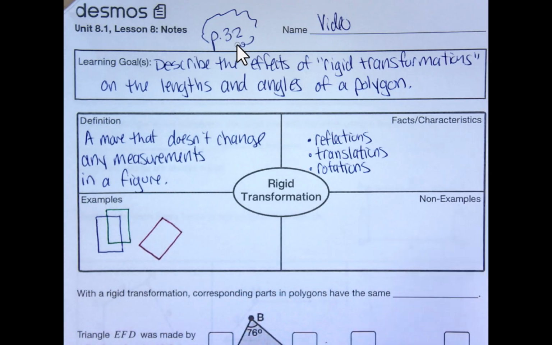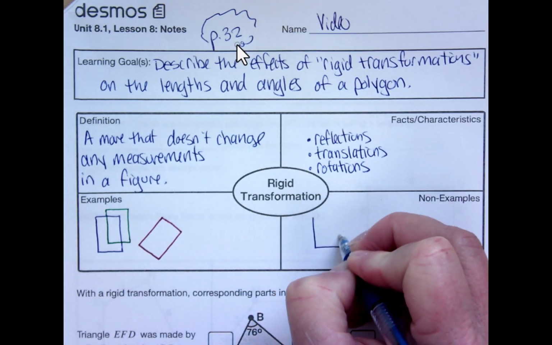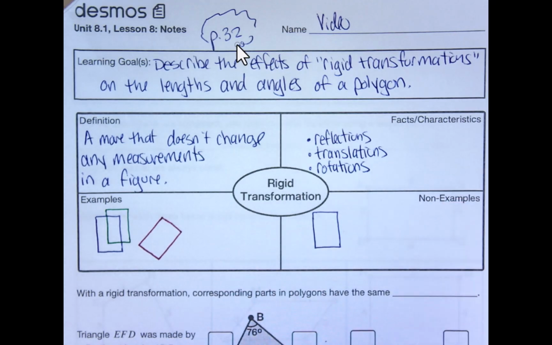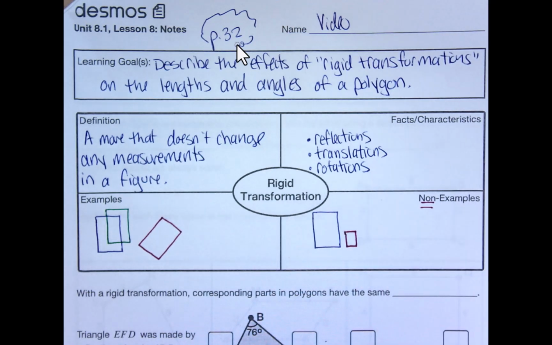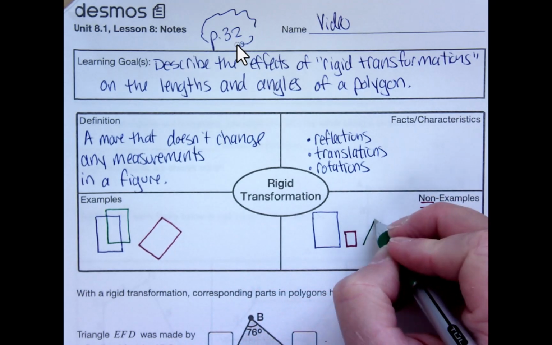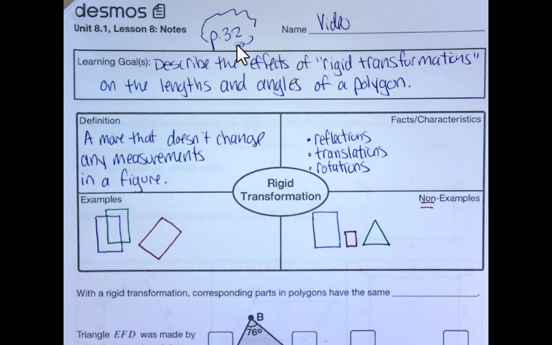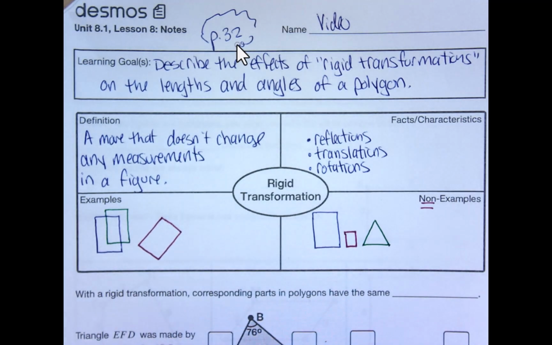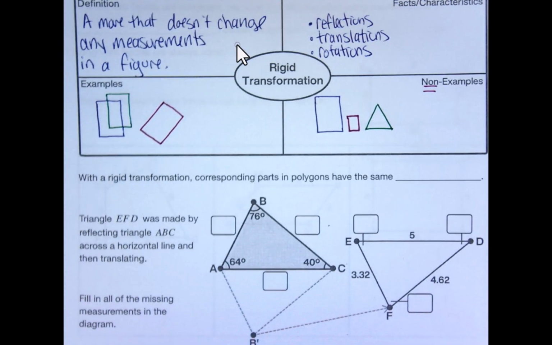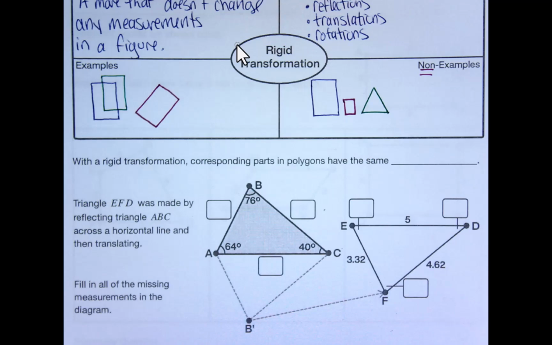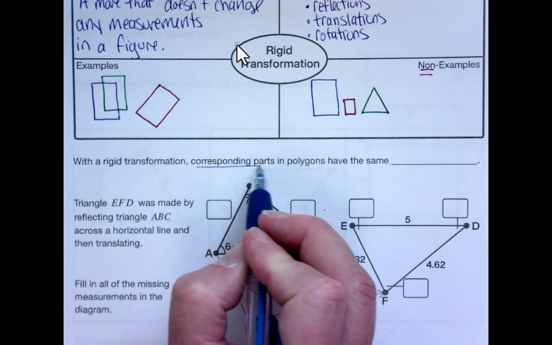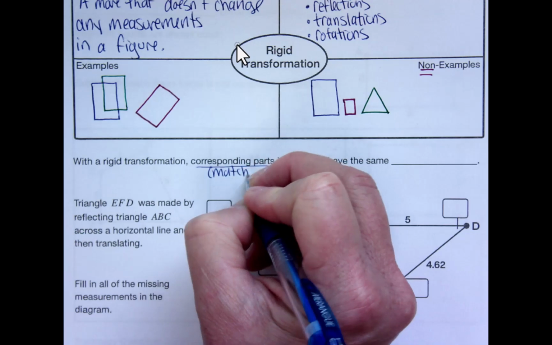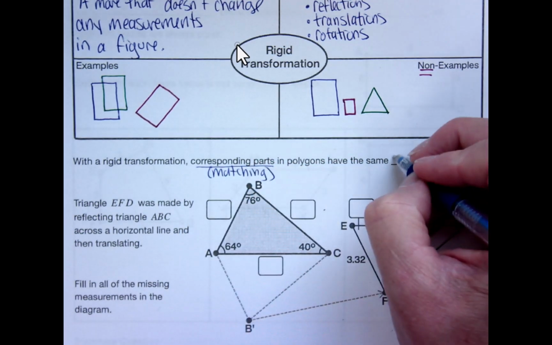And just like when we were talking about congruence, there's some non-examples as well. If I were to make a smaller figure that was the same shape but a different size, that's not a rigid transformation. And of course, if the shape were completely different, that's clearly not a rigid transformation. Rigid transformations are the same size and shape from the pre-image to the image. I'm going to scooch up just a bit. And the measurements are really what we focused on today. That's what's new here. With a rigid transformation, corresponding parts, those are the parts that are matching in the two figures, in polygons, have the same measurements.